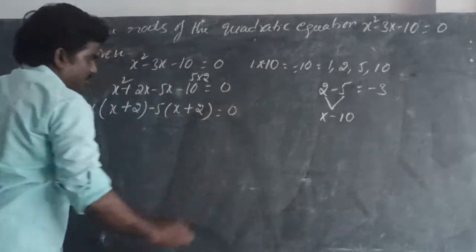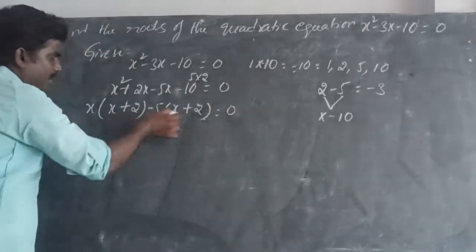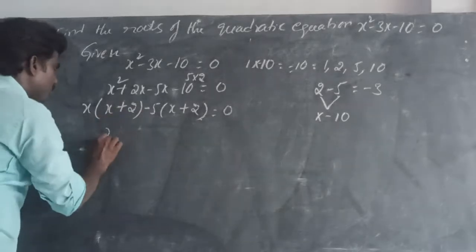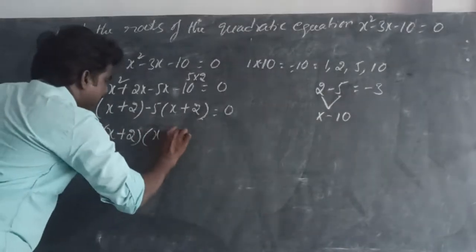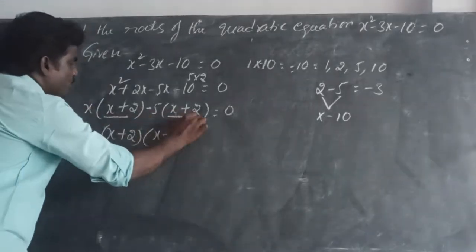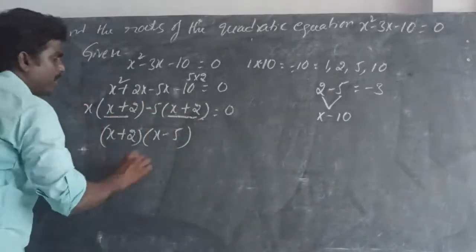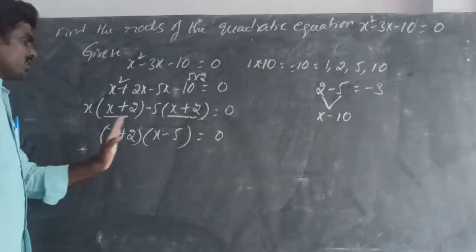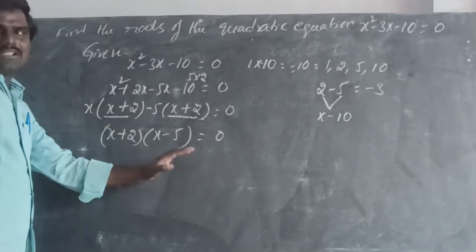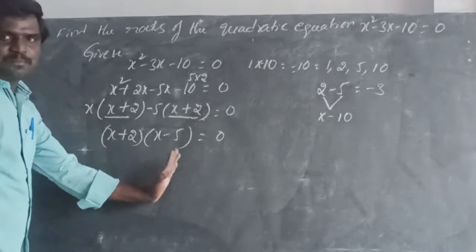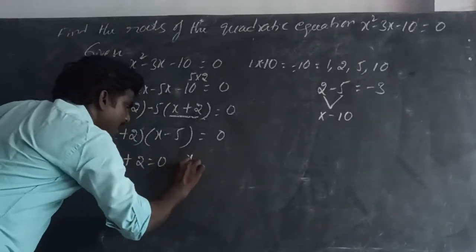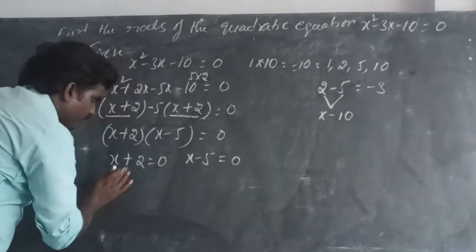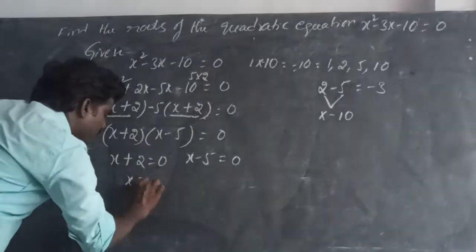Equal to 0. So in these two expressions, what is common? x plus 2. So x plus 2 is taken outside. What remains? x minus 5. x plus 2 times x minus 5 is equal to 0. So the product of two polynomials is 0. Either the first polynomial is 0 or the second polynomial is 0. So x plus 2 is equal to 0, x minus 5 is equal to 0. So plus 2 goes to the other side as minus 2.